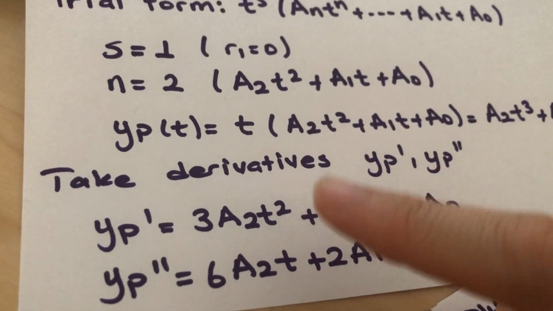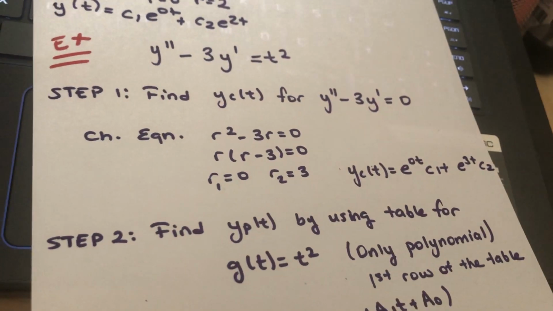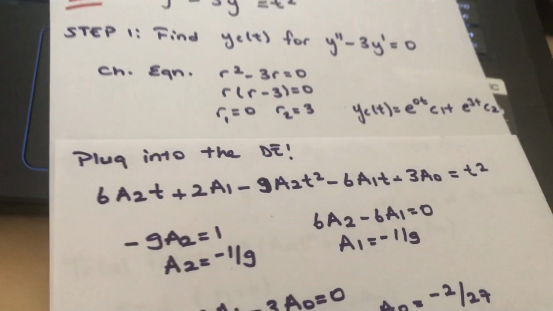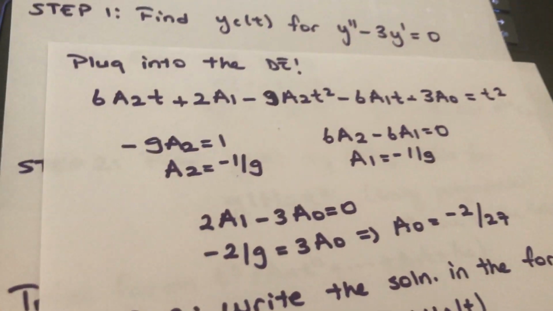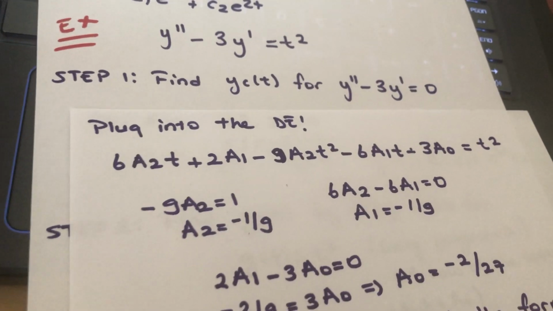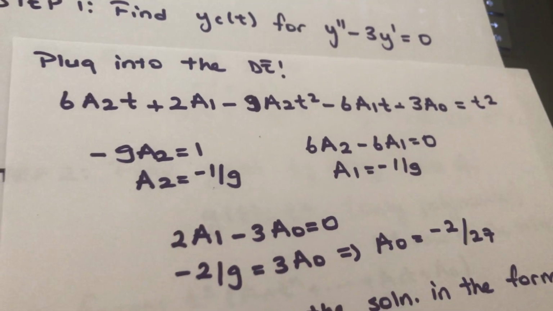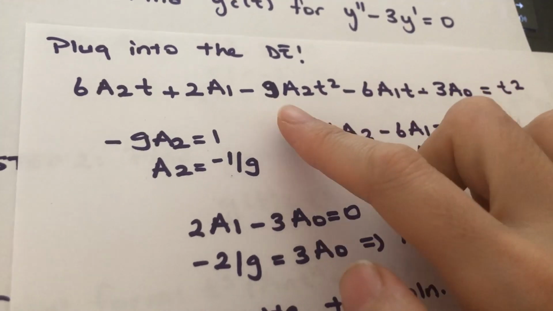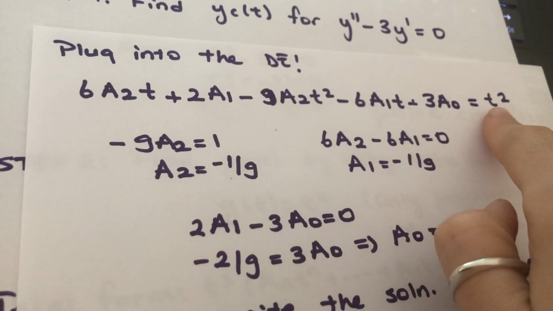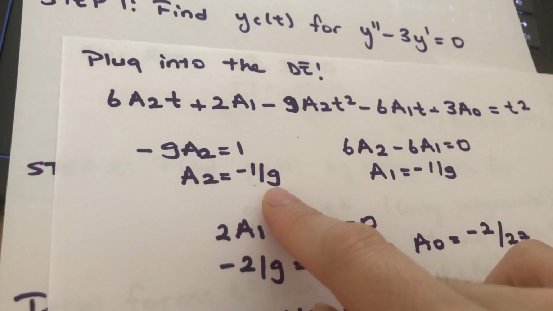And now I need to plug this into my original equation here. And if I do that, look at it here, I plugged in, and y second derivative 6a2t plus 2a1 minus 3 times y prime, and since we already found the y prime, just plugged in that, make it equal to t squared. Look at that, the only t squared term is minus 9a2, then it should be 1 because the coefficient of t squared is 1, so this has to be 1. Then a2 is minus 1 over 9.